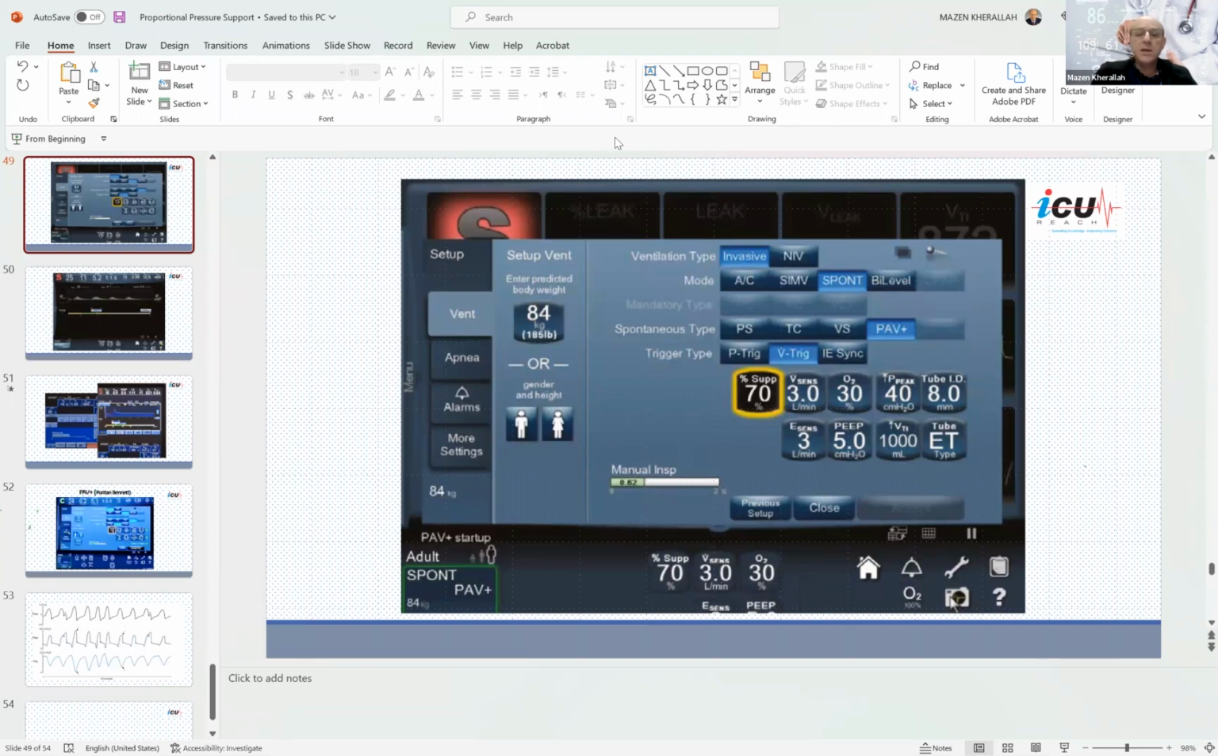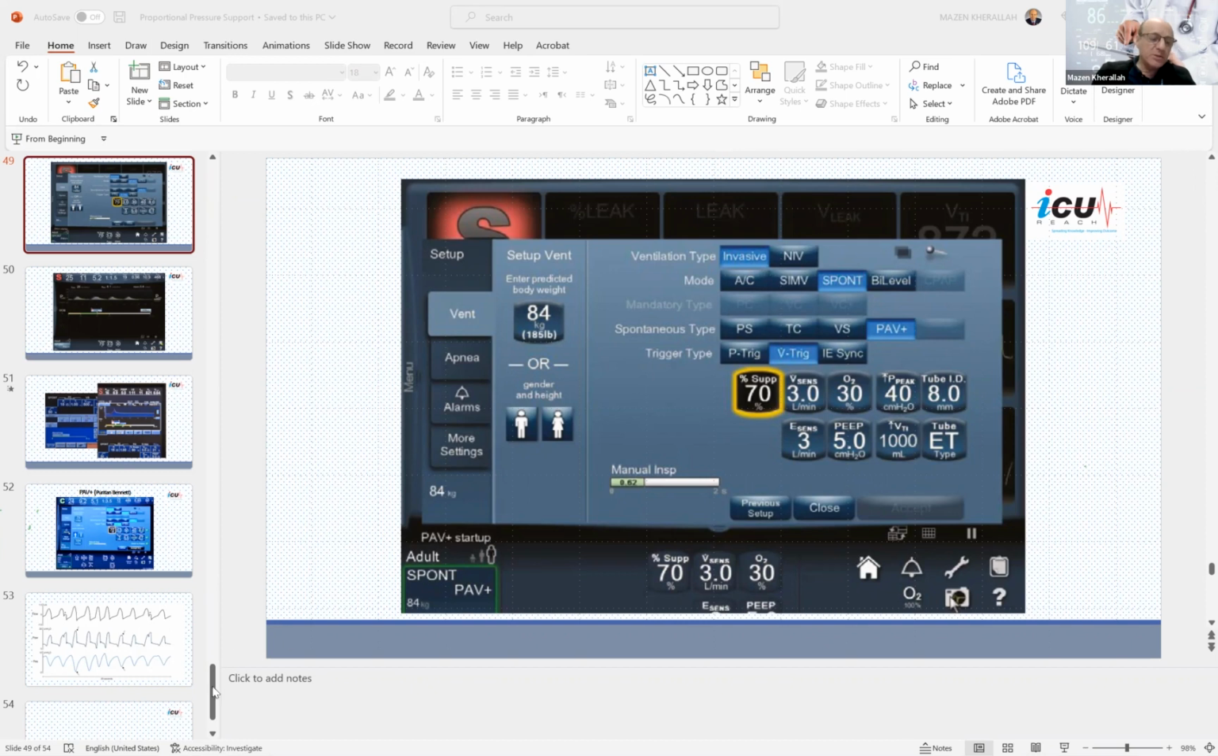I see in the chat section here, Paulo asked a question: is PAV plus a modality we can use in patients suffering from COPD, or is it better to avoid it if we have reason to? Well, Paulo, your questions are always very deep. In fact, this is one of the problems with this mode. If you have auto PEEP, the mode cannot function very appropriately.